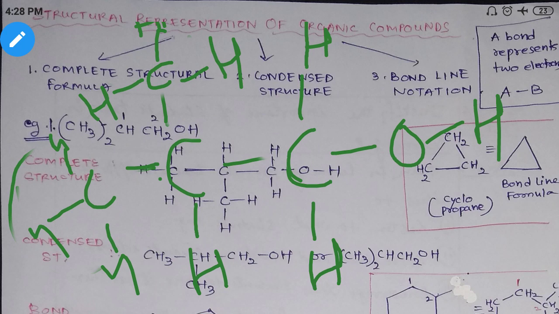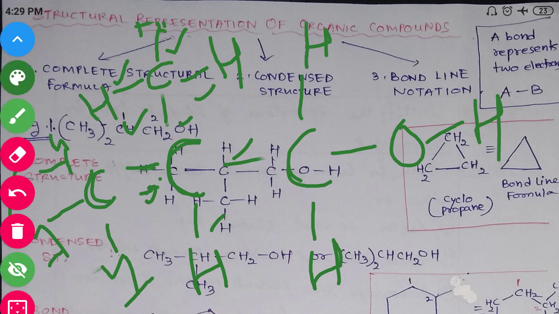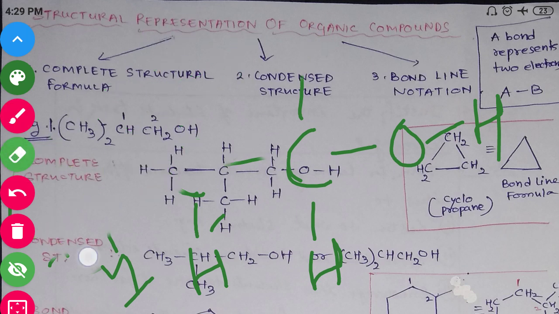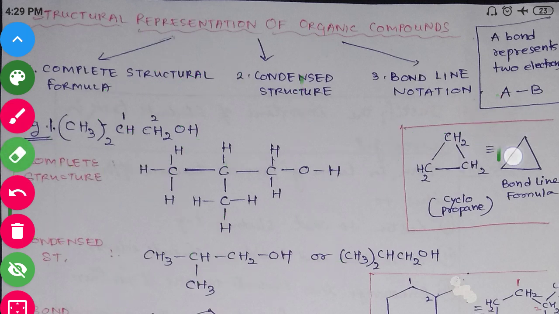And remember students, whenever you draw a structure, cross check that carbon is having 4 bonds or not. Everywhere check that this carbon is containing 4 bonds, 1, 2, 3 and 4. This carbon you can see has 4 bonds. Now this carbon has 1, 2, 3, 4. Like this you check that each and every carbon has 4 bonds. So this was all about the complete structural representation. It is very easy, the easiest one of all.